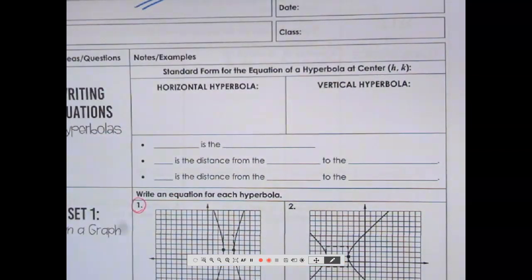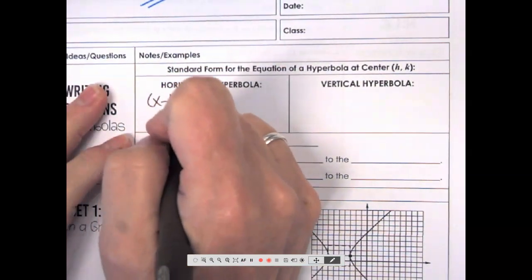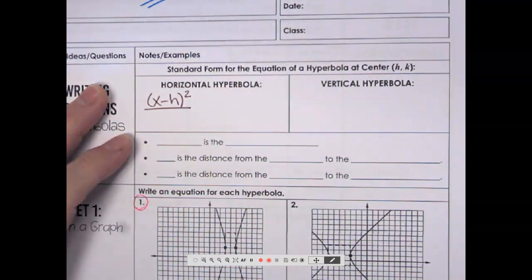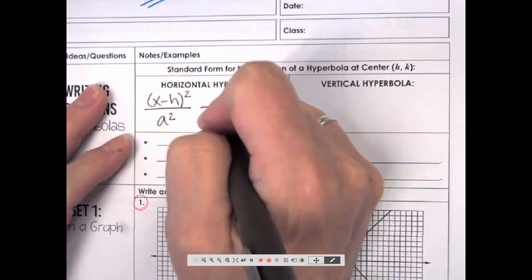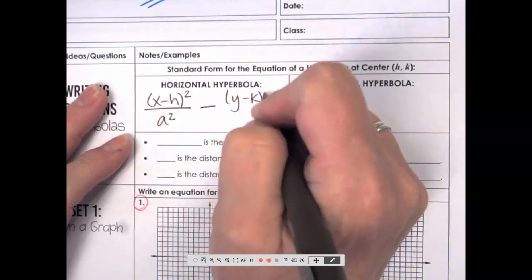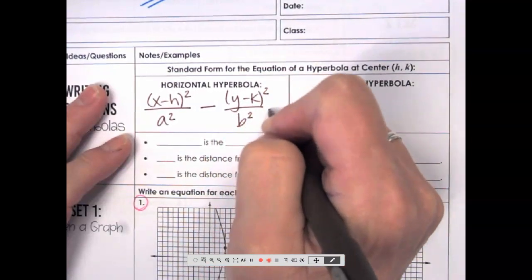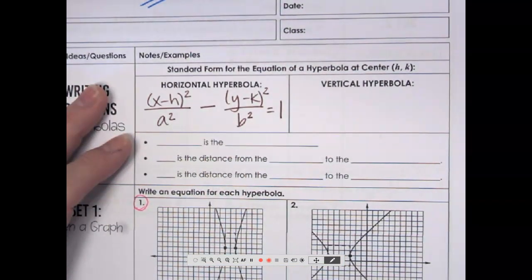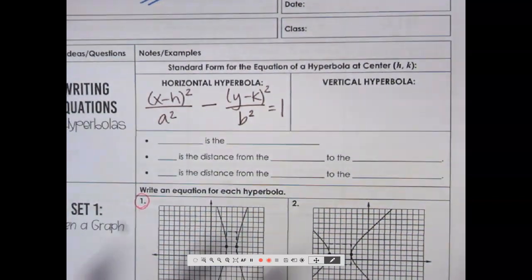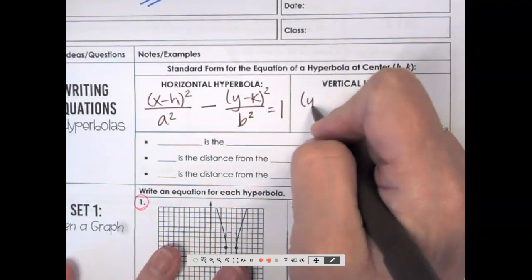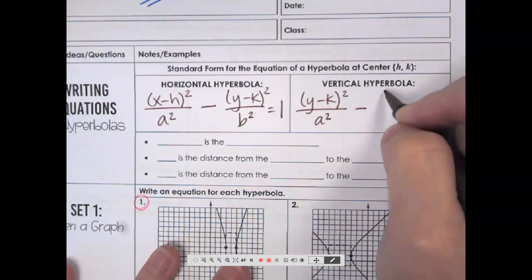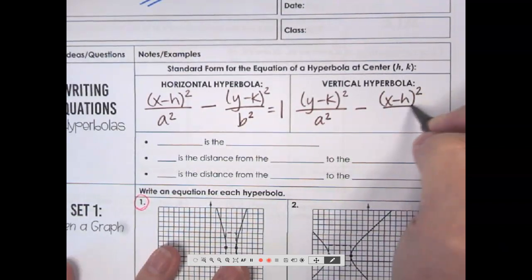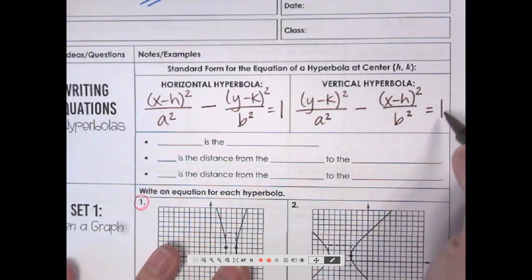If it's horizontal, which one comes first, x or y? X's. So it's x minus h squared over a squared or b squared? A squared minus, then the y's, over b squared equals 1. Okay, so it's going to be very similar for the vertical, except the y minus k comes first. It's still over a squared minus, then the h's, over b squared equals 1.